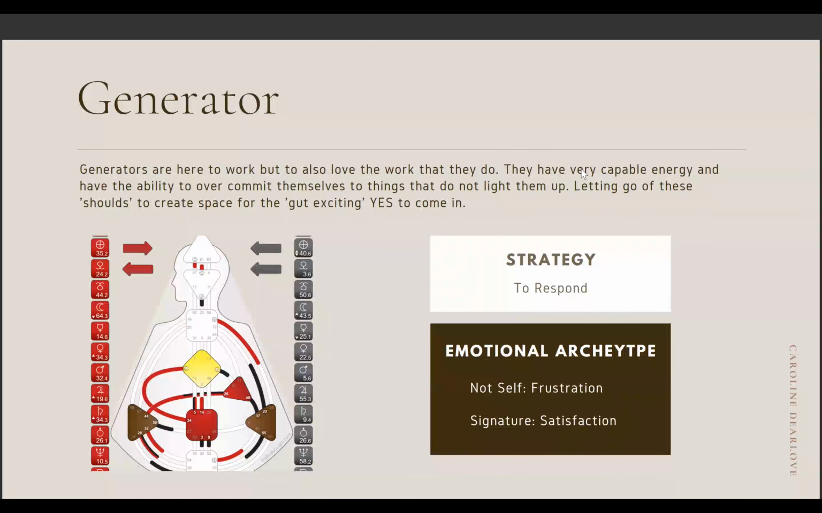But for now, the generator is here to love the work they do. Now, that is the most important sentence. So if you are a generator, or if you know a generator, it's about them or about you really loving the work that you are doing. Because when you love the work you do, it's going to be a switch, and it's going to really switch you on, and it's going to give you that kind of energy to continue, and you can go.